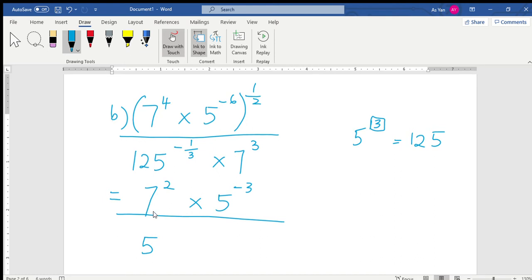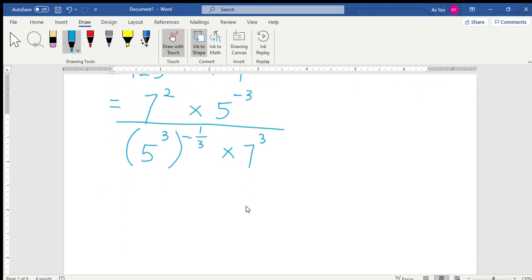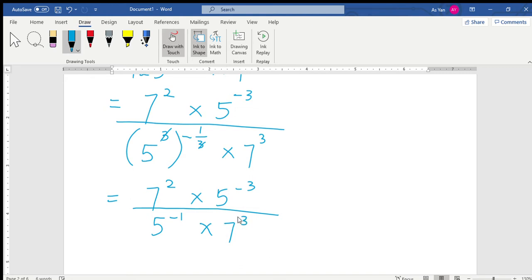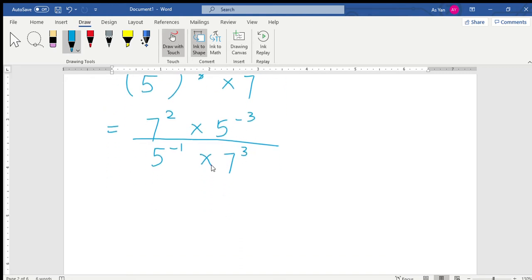So this 5 to the power of 3 we substitute for the 125. So 5 to the power of 3, raised to the power of negative 1 over 3, multiplied with 7 to the power of 3. Then 7 squared multiplied with 5 to the power of negative 3, and 3 times negative 1 over 3 we can simplify, becomes 5 to the power of negative 1, multiplied with 7 to the power of 3. Now we can see that we have the same bases, 7 and 7, 5 and 5.